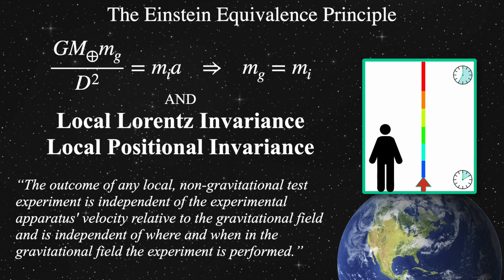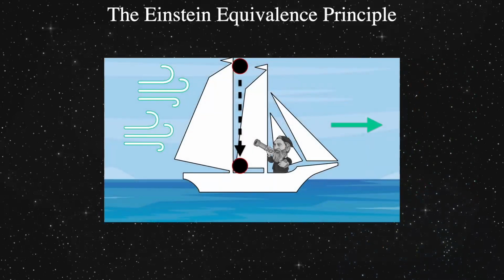Local Lorentz invariance means that no matter how the experimental laboratory is freely falling with respect to the ambient gravitational field, inside the laboratory frame, all experiments done in that frame will be measured as in an inertial frame. In other words, the outcome of any local non-gravitational experiment is independent of the velocity of the freely falling reference frame in which it's performed. This is exactly like being down in the hold of Galileo's boat.